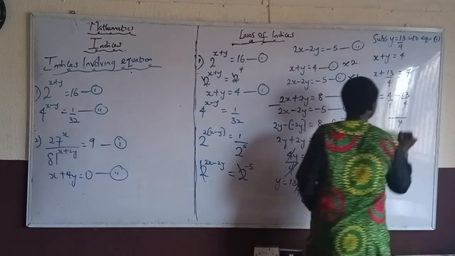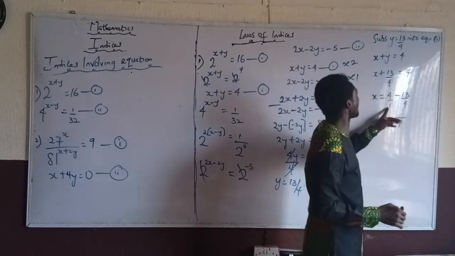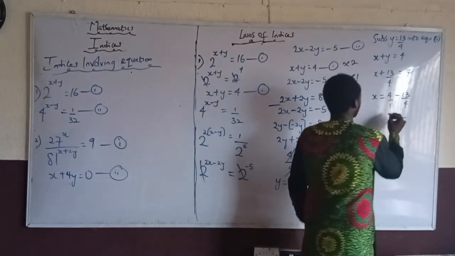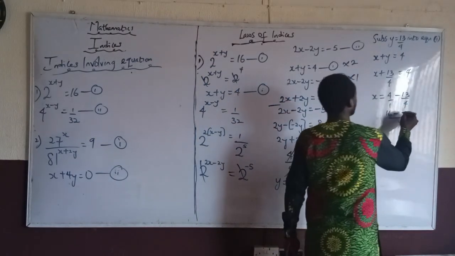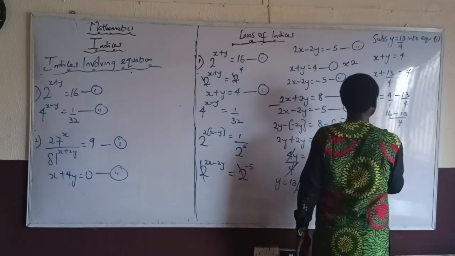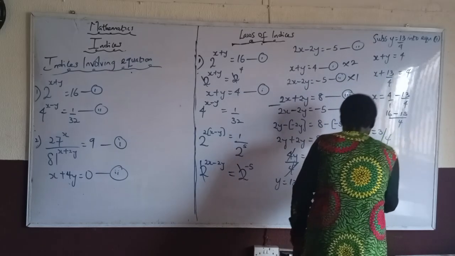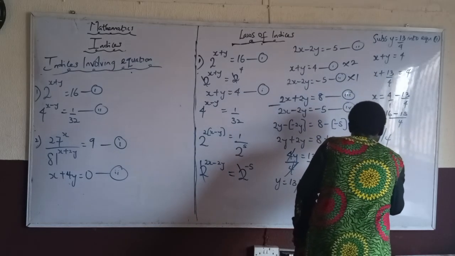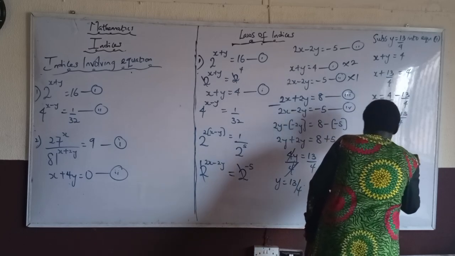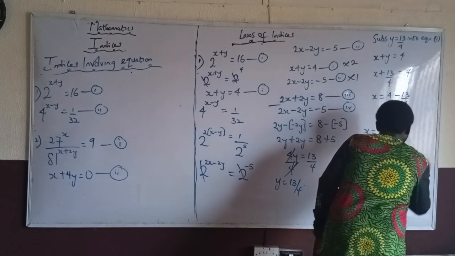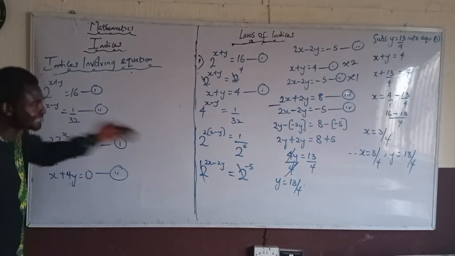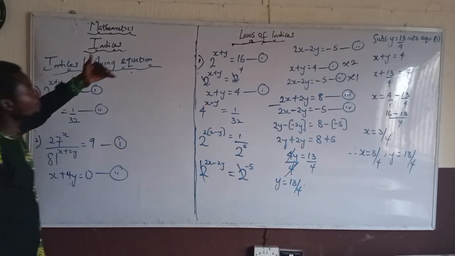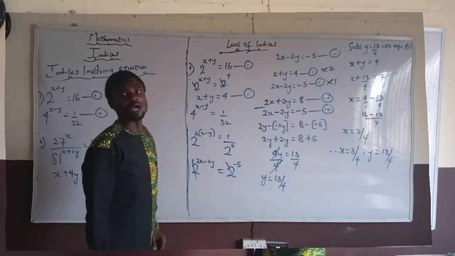Find the LCM, which is 4. 4 divided by 1, 4 times 4, 16. 4 divided by 4 is 1 times 13, 13. So my x becomes 3 over 4. So therefore, x is 3 over 4 and y is 13 over 4. So this is the first question of indices leading to simultaneous equation. So I move to the second one.